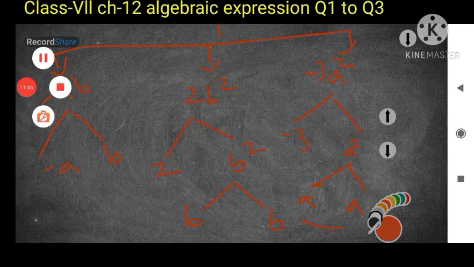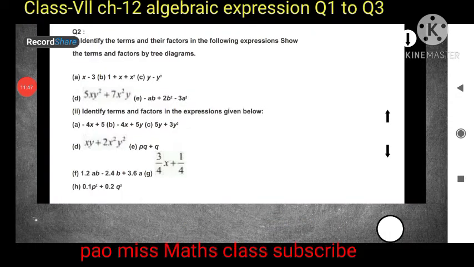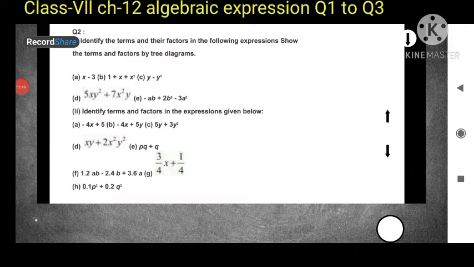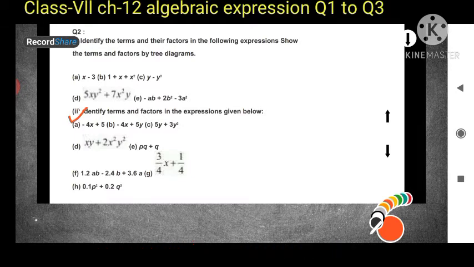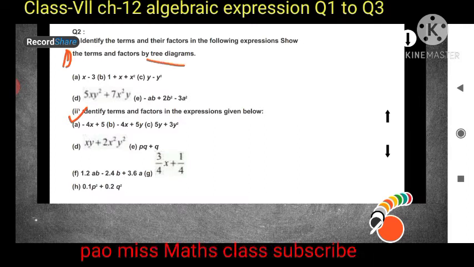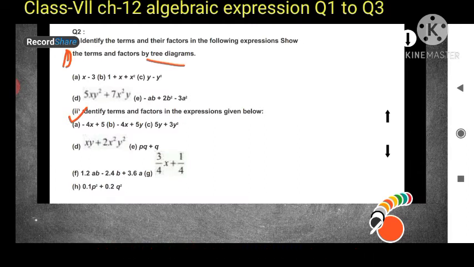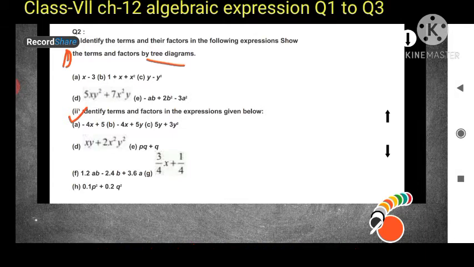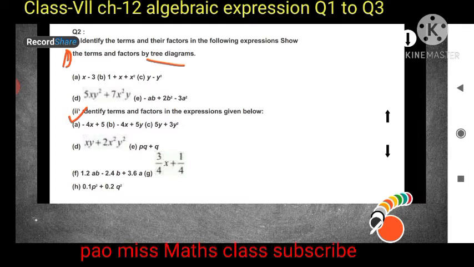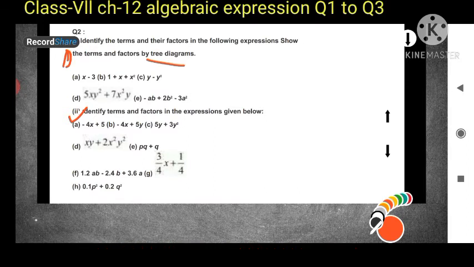Sorry, not question number 3. This is question number 2 of part 2. Identify terms and factors. In the first one, what we did was identify the terms and their factors by using the factor tree diagram. But here we will not use the tree diagram. We will identify the terms and factors in the given expressions given below.